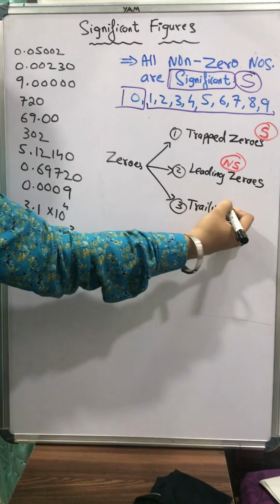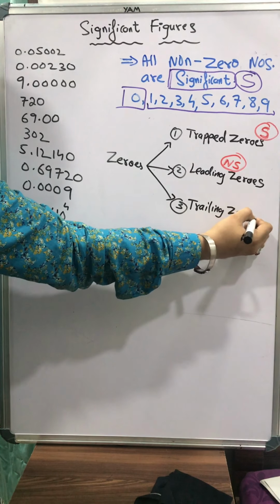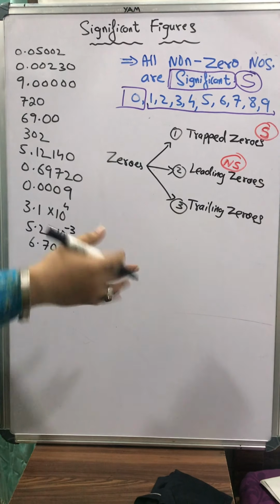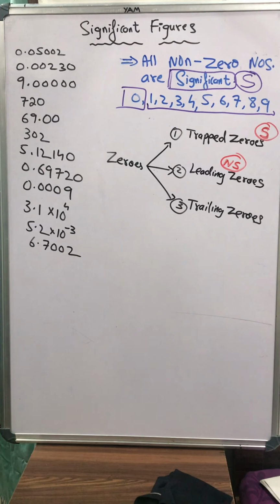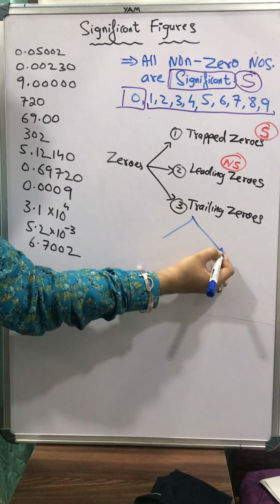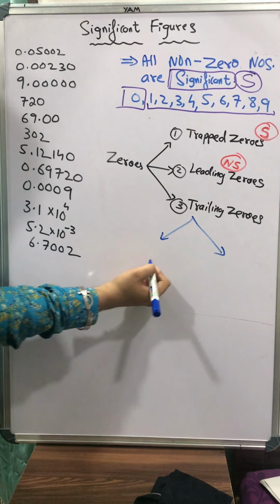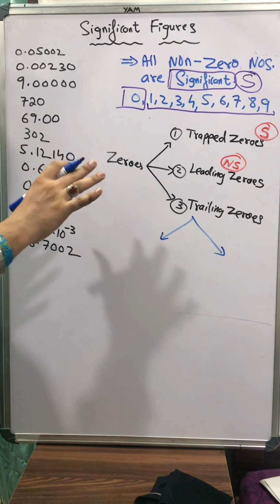Trailing zeros. It can be the case that zeros are trailing, zeros coming at the end. So now, students, when zeros are coming at the end, there can be two possibilities. Just pay attention here. I am talking about zeros coming at the end.